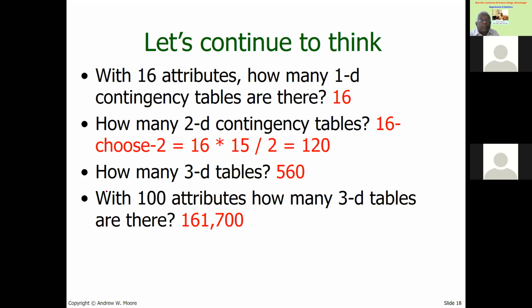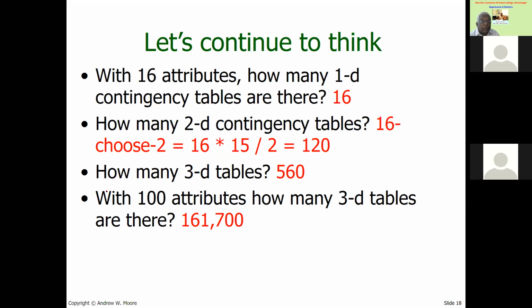Let us try to answer all of them. With 16 attributes, there will be 16 contingency tables, one for each attribute. Among the 16 attributes, how many two-dimensional contingency tables are there? It is like 16C2, and 16C2 will be 120. So there will be 120 contingency tables.